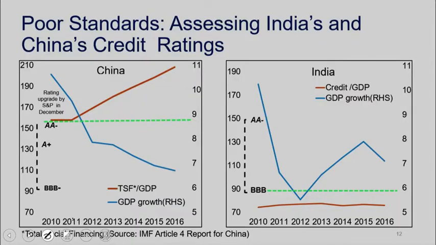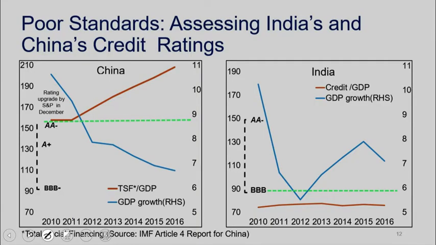A few months after this came out, and about a month ago, the ratings agencies downgraded China. At this point, I was hoping to get applause. Maybe you should all stand up and sing Jana Gana Mana, but we won't do that.